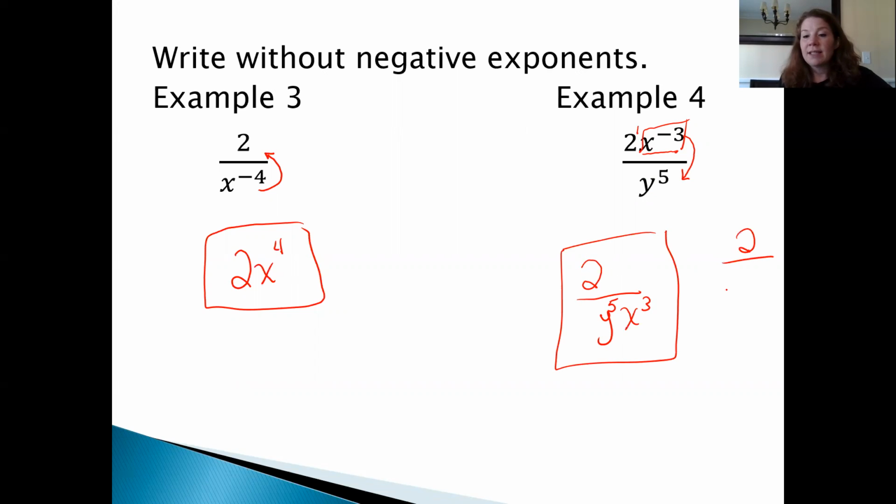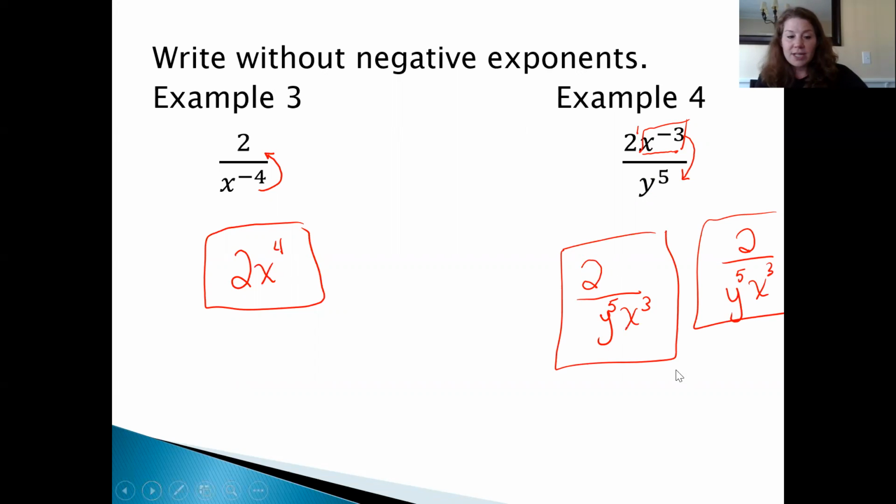Or really, just because of my OCD, I want to center that 2 a little better. And that one just looks better, even though the answers are exactly the same.